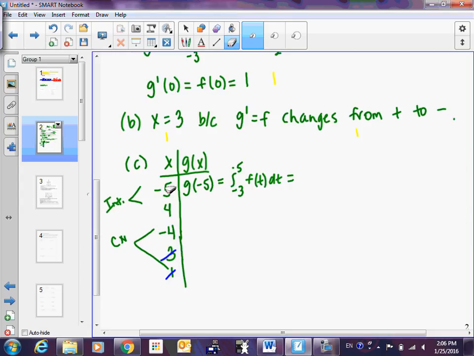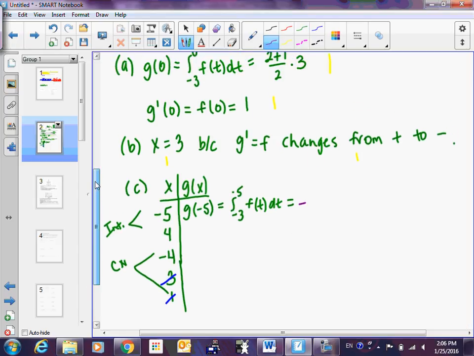Okay, so first of all, something's kind of weird here. What's weird about the order of these numbers? Yeah, usually you go left to right. This is going right to left. So how is that going to affect it? It's going to put a negative.